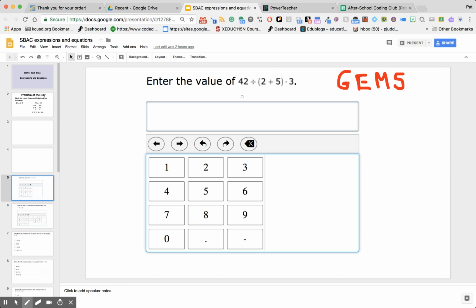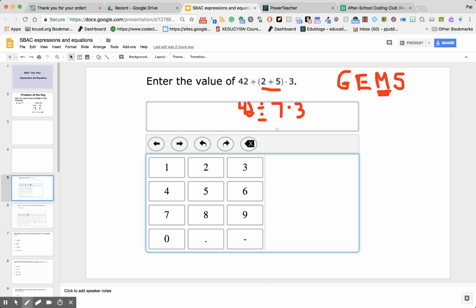Okay, so I'm looking at my expression here, and I see parentheses. I know that that's groupings, and I have to take care of the groupings first. So I'm going to bring down 42 divided by 2 plus 5 is 7 times 3. Now, I'm looking at division and multiplication. Well, I have multiplication here, so does that mean I have to multiply first? No, because the M stands for multiplication, division, left to right, whichever comes first. Left to right, division comes first.